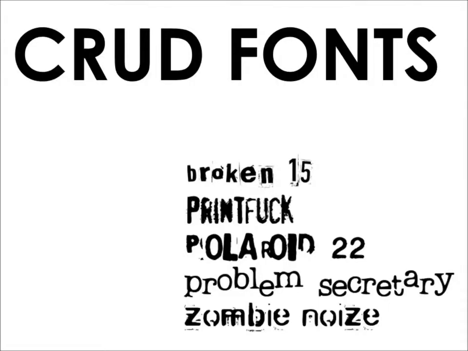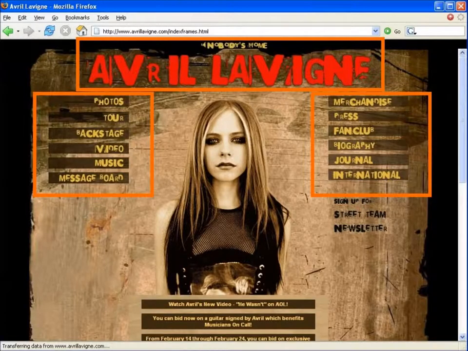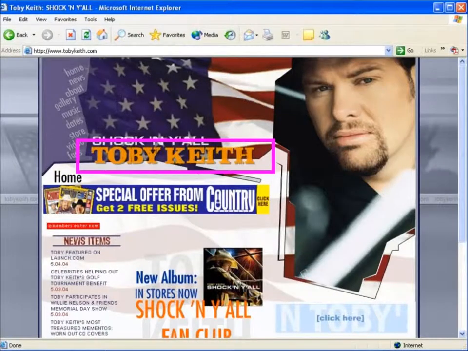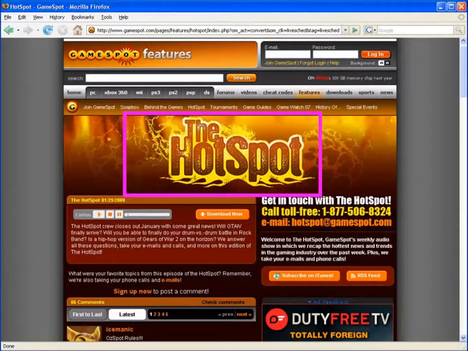This isn't a technical term, but some of my favorite fonts are in the crud font category, often also called eroded or decayed because they look eroded or decayed. The letters are meant to look broken, off the baseline, and deliberately sloppy in low resolution. Avril Lavigne used a crud font for an early version of her website. So did Toby Keith. GameSpot has used crud fonts on their site.